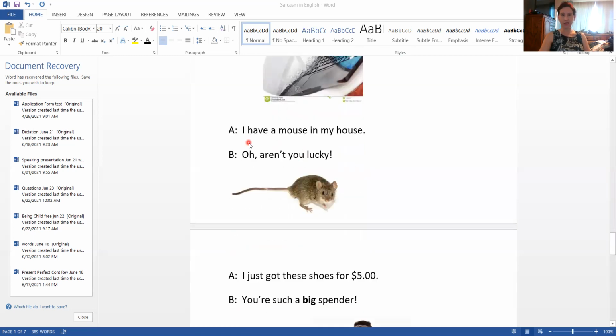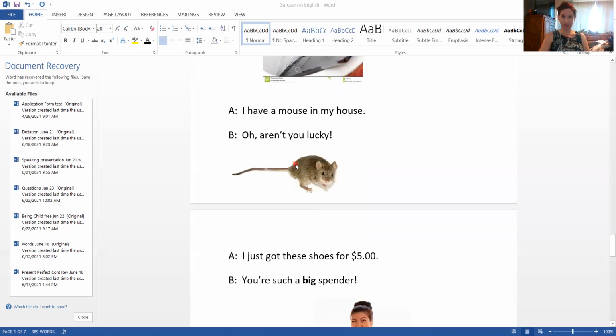A friend says, "Oh, I have a mouse in my house." You say, "Oh, aren't you lucky?" You certainly don't think he or she is lucky to have this little guy running around in her house. "Oh, aren't you lucky?" So we know that's sarcasm.